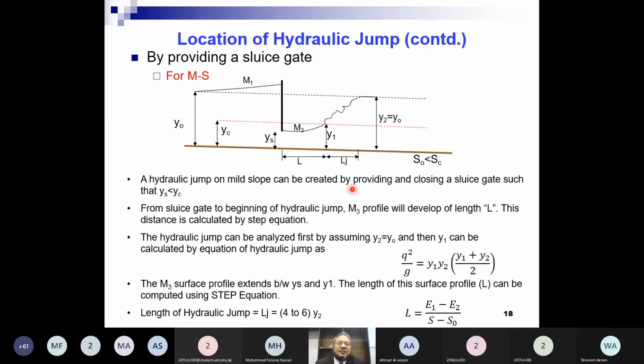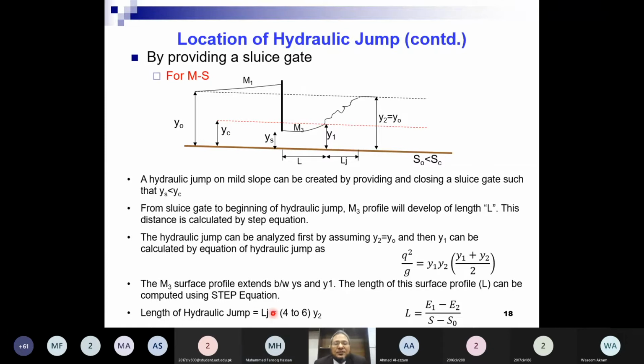So do you have any question in this? By providing a sluice gate on the mild bed slope. If you have any question, you are welcome. Yes. No question? No, sir. Okay.